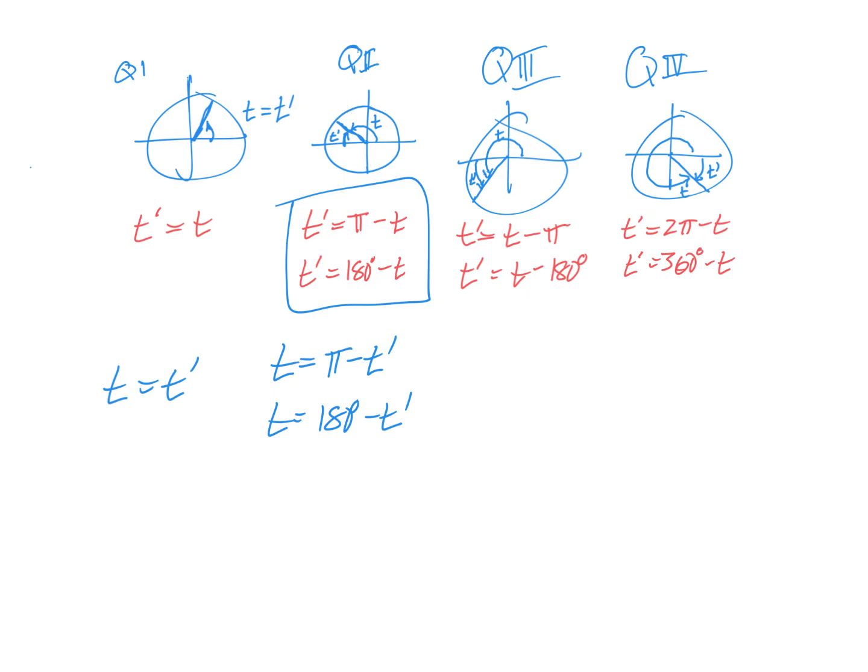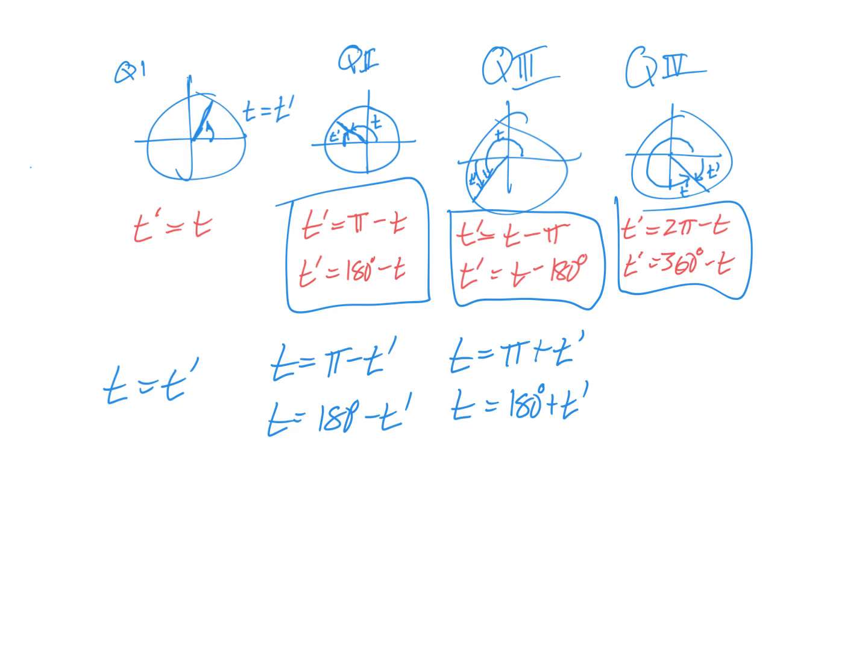If we're given the reference angle and we say we're in quadrant 3, then we'll solve for t here, and we have that t is pi plus t prime. So we can't just interchange it, we're just solving for t. So we don't switch t and t prime, but we solve for t. And t is 180 degrees plus t prime. And finally, if we're in quadrant 4, then t is 2 pi minus t prime, and then t is 360 degrees minus t prime.